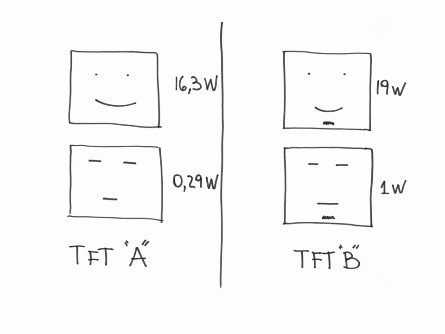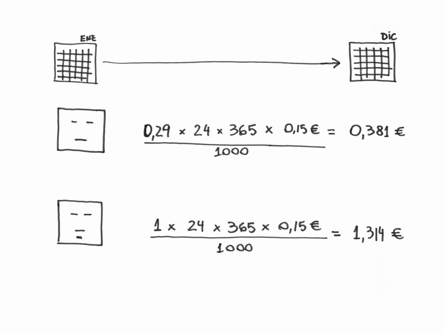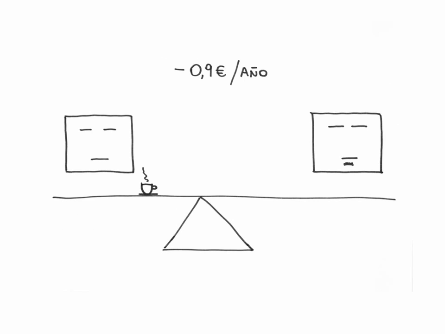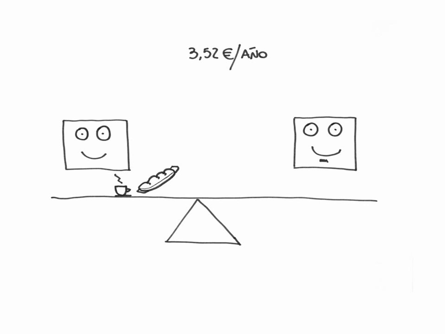Let's see a case where we compare the more efficient screen on the left with the screen on the right. If we leave them off the whole year, this is the energy they will spend, and if we leave them on the whole year, this is the amount of energy they will spend. But what does this mean in the budget? You will save a cup of coffee a year per screen just for leaving them off all year, the efficient one versus the inefficient one. But if you leave them on all year, what happens? You can save a coffee and a sandwich.